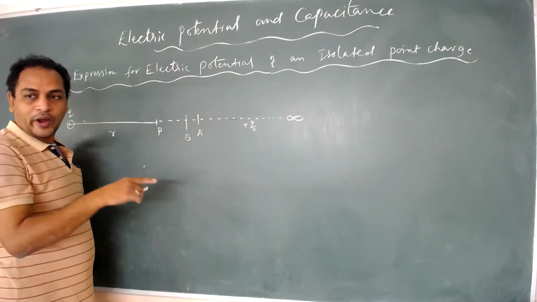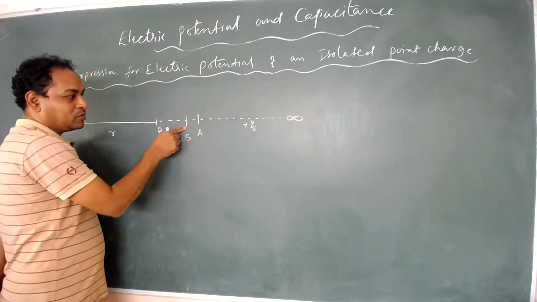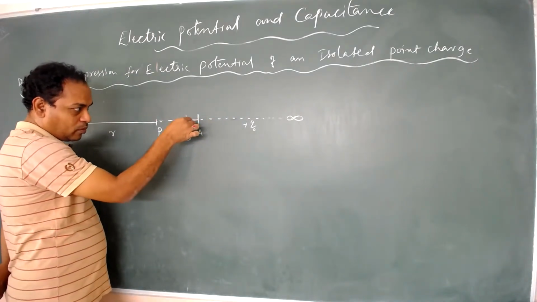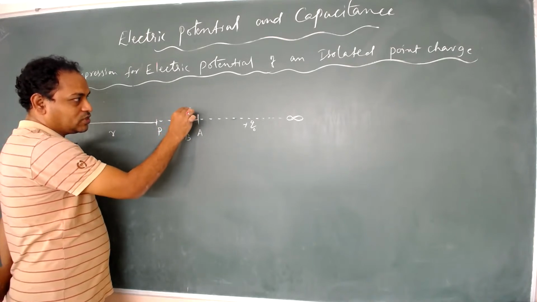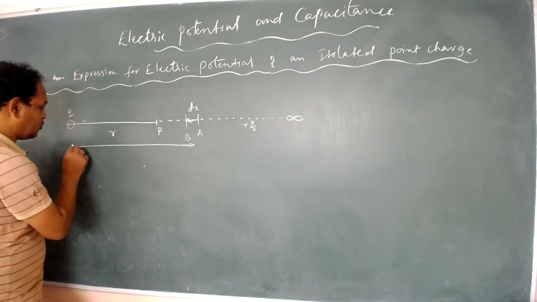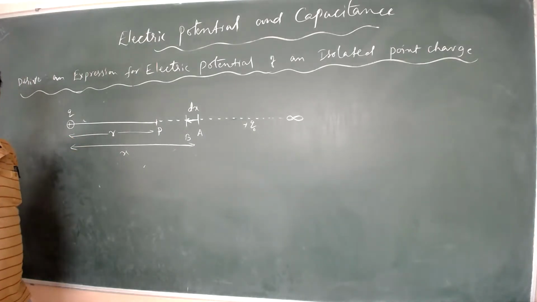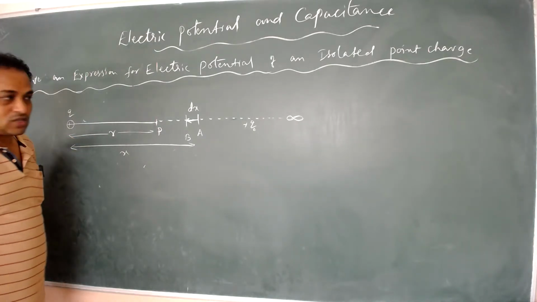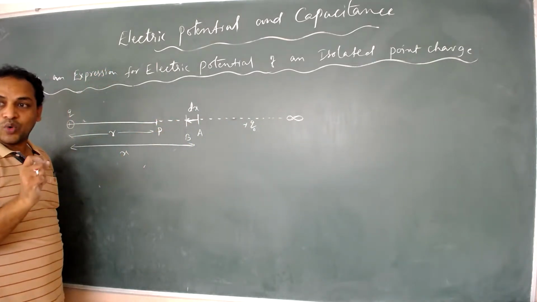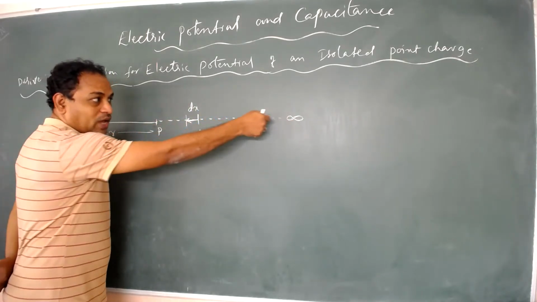I took 2 points, A and B. And while bringing this unit positive test charge from infinity, I observe it moving from A to P. Let us say this is a distance dx, and this point is at a distance x, say this is R. So from infinity to this point I am bringing a charge, doing work in bringing a unit positive test charge from infinity to this point. This work I have to calculate.